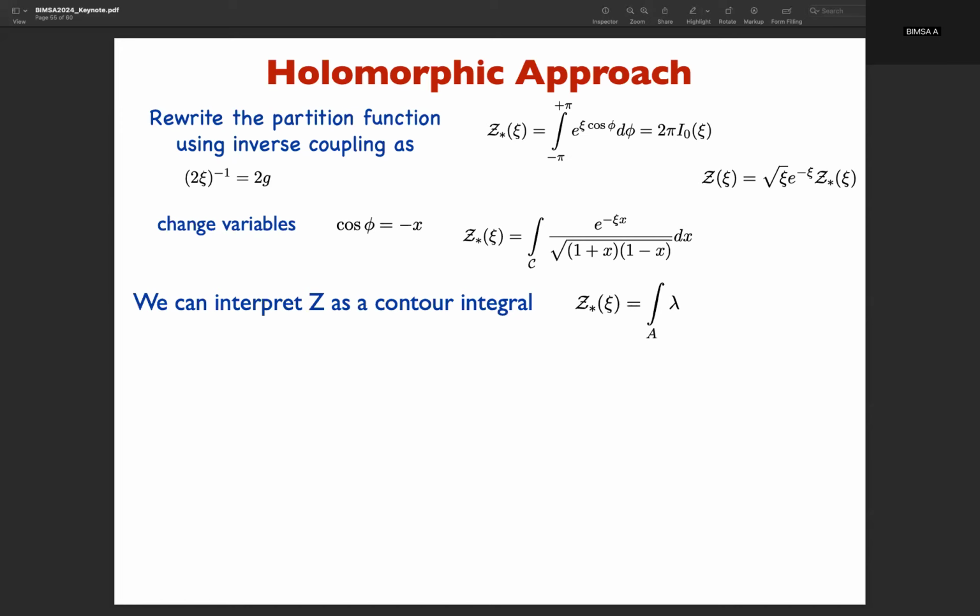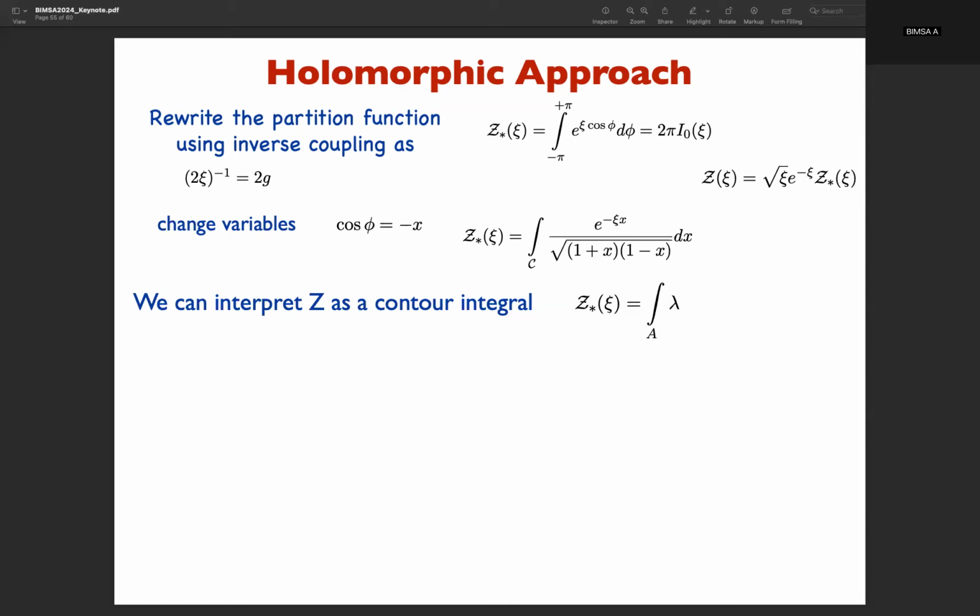Before we do this, let's do another change of variables. If we get rid of trigonometric functions by this substitution, then there's an exponential, and in the numerator we have a square root. That suggests there's some branching going on, along the lines that we saw already. And let's just keep the contour of integration free.